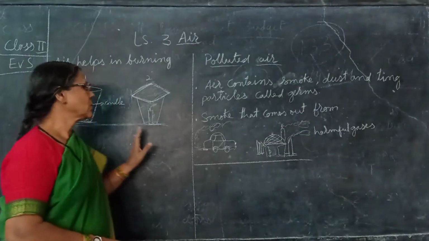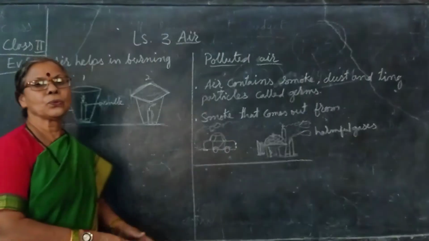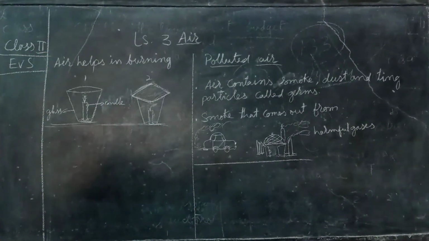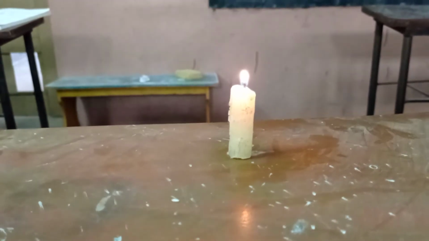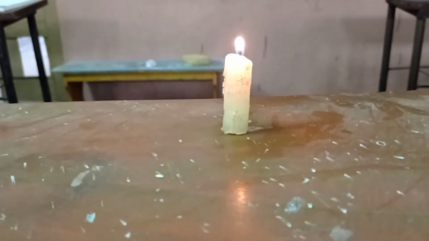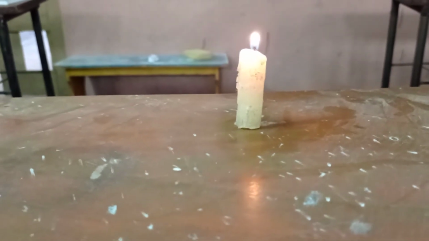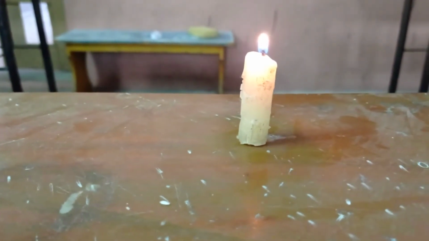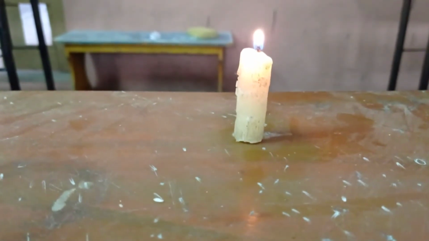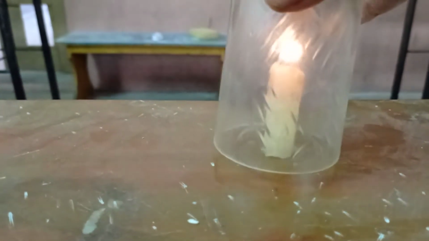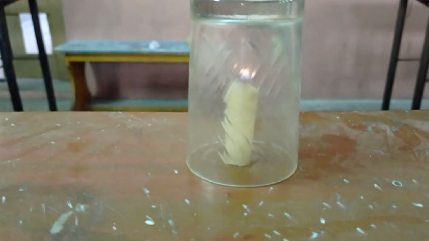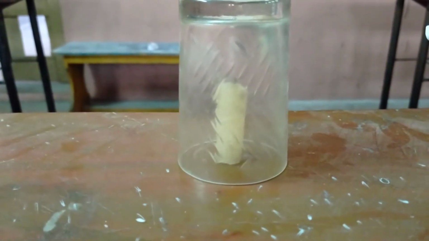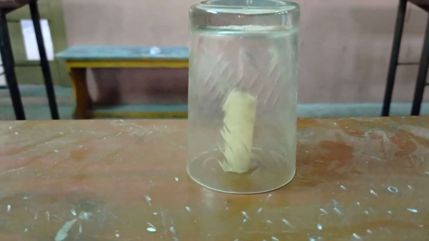We can do it. I will show you. Now can you see that the candle is fixed on a table? I am putting this glass jar on this candle. Because air is there, the candle continues to burn. I am inverting a glass jar on this lighted candle. You can observe how the candle goes out.